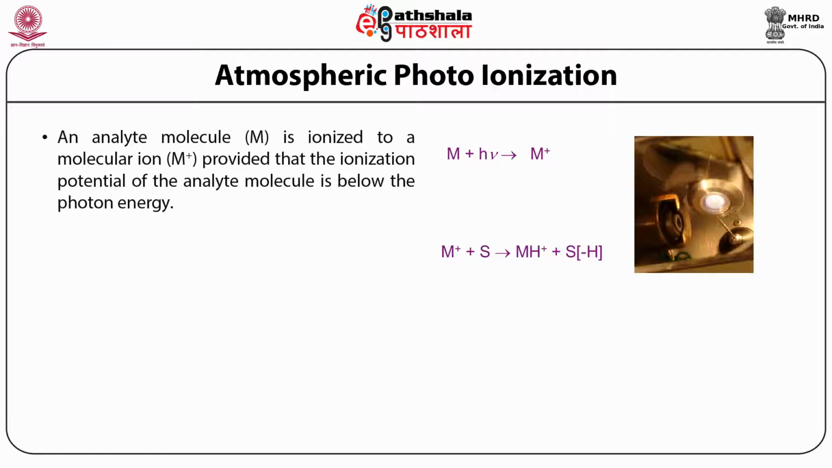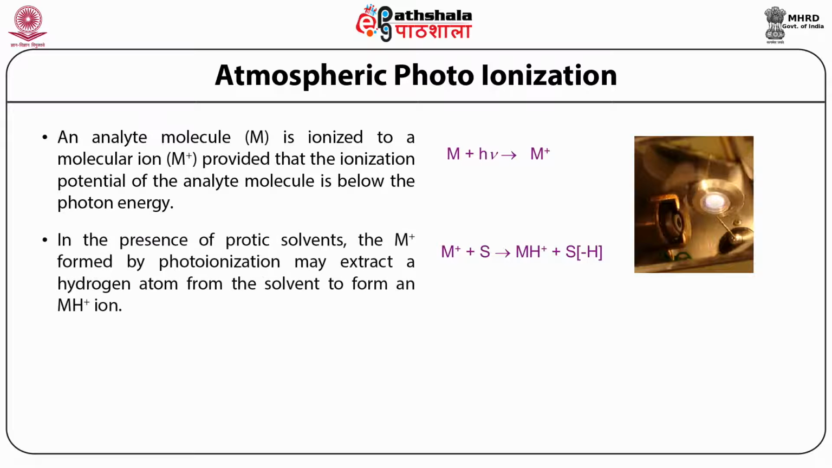An analyte molecule M is ionized into a molecular ion, provided that the ionization potential of the analyte molecule is below the photon energy. In the presence of protic solvents, the molecular ion formed by photoionization may extract a hydrogen atom from the solvent to form the MH+ ion, that is the pseudo molecular ion, by the addition of one proton.